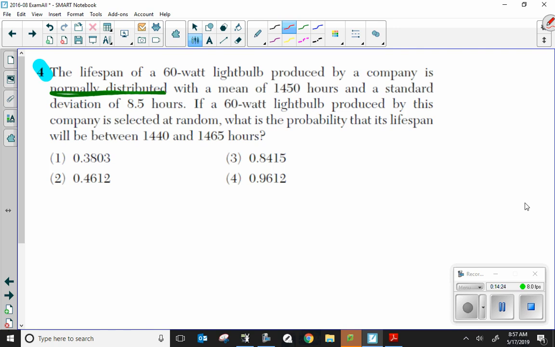All right. If a 60-watt light bulb produced by this company is selected at random, what is the probability that its lifespan will be between 1440 and 1465? This just screams lower and upper limit to me. And if I have my lower and upper limit, and I also have my mean and my standard deviation, I can absolutely use a calculator.